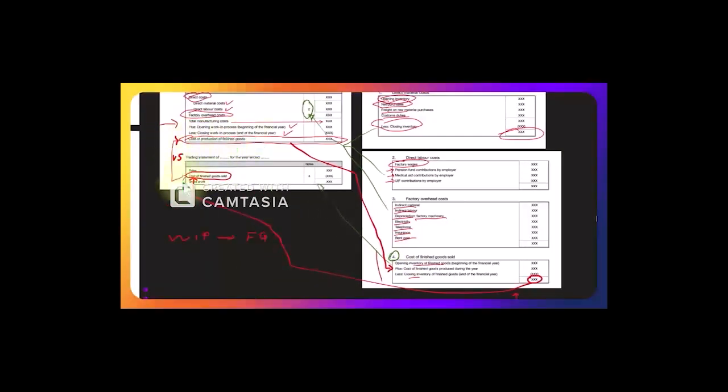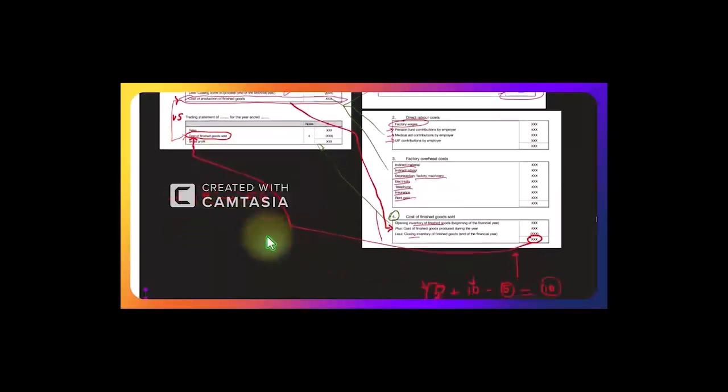Whatever we've produced this year does not necessarily mean that it is going to be sold. We can produce 10 shirts, but we only sell 9 shirts. All right, so we need to take that into account, right? So how will we know how much we have sold? We're going to take the opening inventory of finished goods, meaning the finished goods from last year's production, that we take into account this year. So we're going to take those into account.